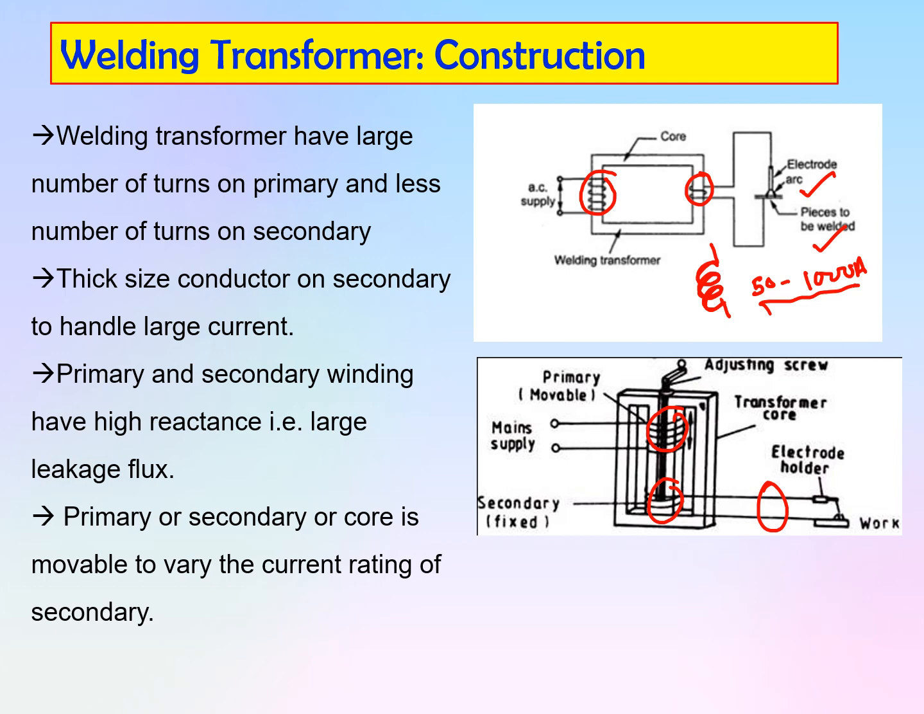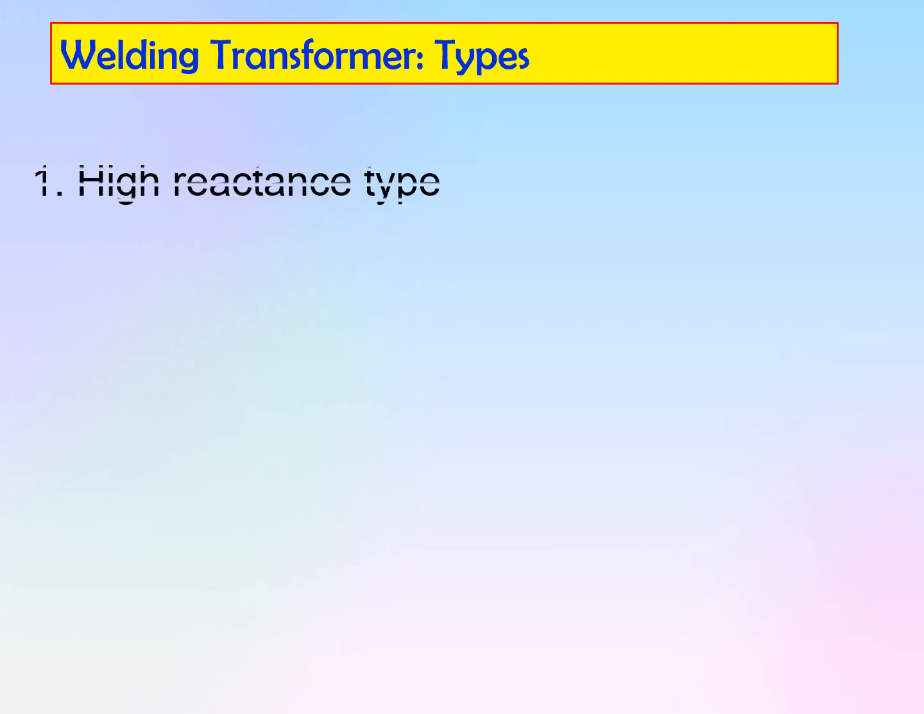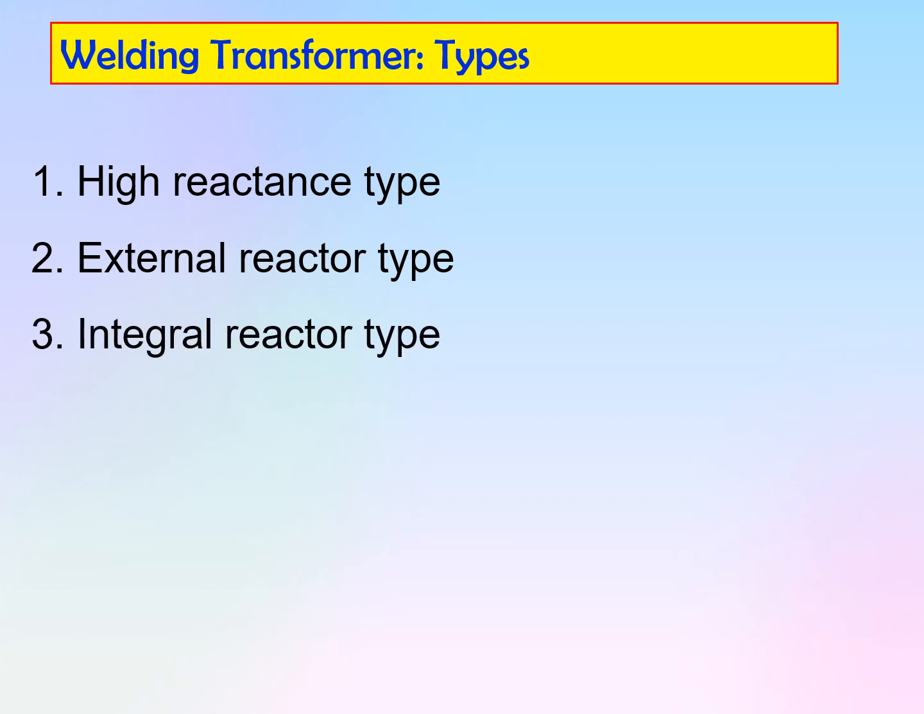So there are three options: by moving the core, by moving the primary winding, by moving the secondary winding, or changing the number of tappings on the secondary, we can change the output current. So depending upon this, the construction types of the welding transformer are high reactance type welding transformer, external reactor type welding transformer, integral reactor type welding transformer, saturable reactor type welding transformer.